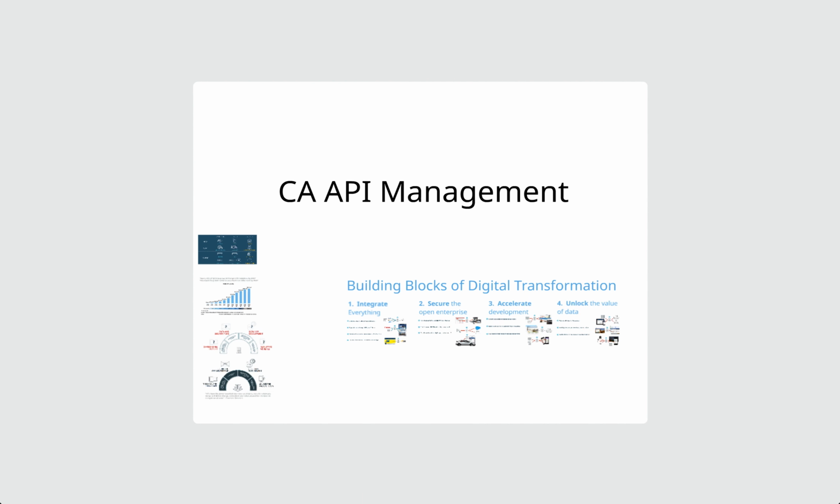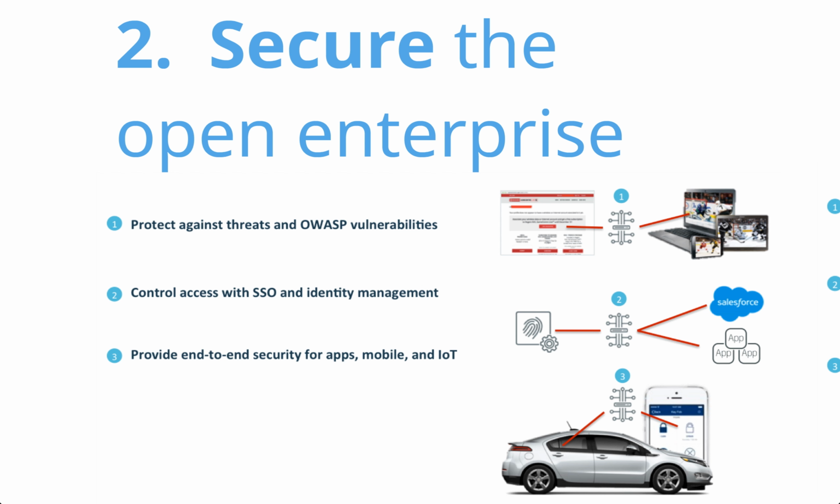In terms of security, you've got to provide protection and threat detection for OWASP vulnerabilities like SQL injection, cross-site scripting, and DDoS attacks. We've got to be able to use identity management and single sign-on to control access to your ecosystem. And we have to think about end-to-end security, protecting the entire software chain from application to API to connected devices across the Internet of Things.